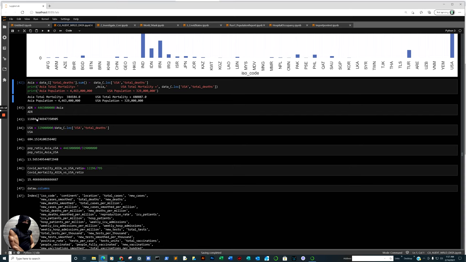And here we are looking at Asia per se, a mortality rate of 1 out of every 11,604. Compare it to the mortality rate in the United States of 1 out of every 684. 1 out of every 11,604 for Asia, 1 out of 684 for the United States. I mean, seriously, think about that.